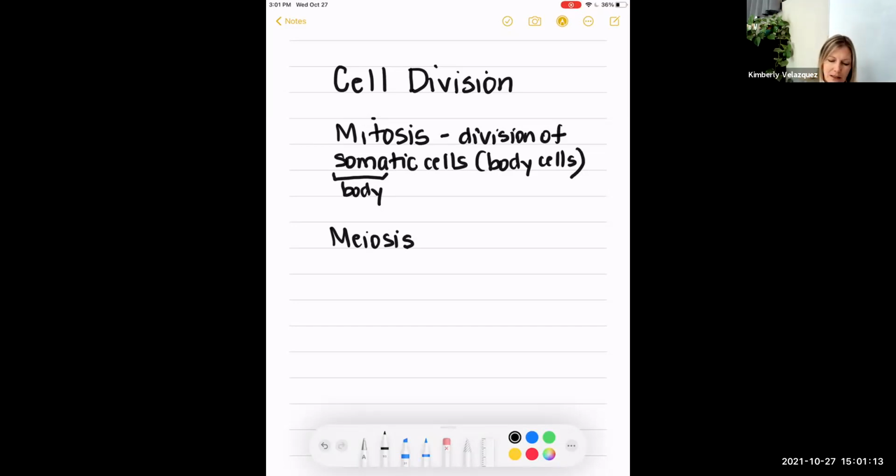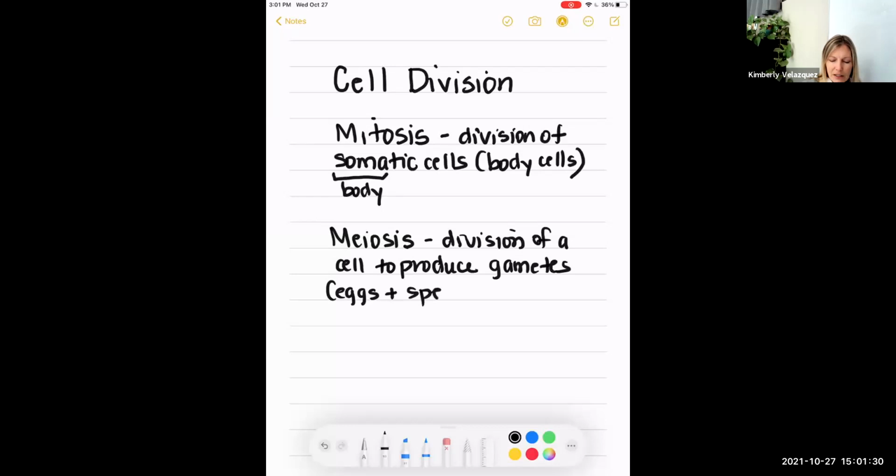Meiosis, on the other hand, is division of a cell to produce gametes. Gametes are eggs and sperm. All sexually reproductive organisms have gametes. Sometimes they're in the same organism.